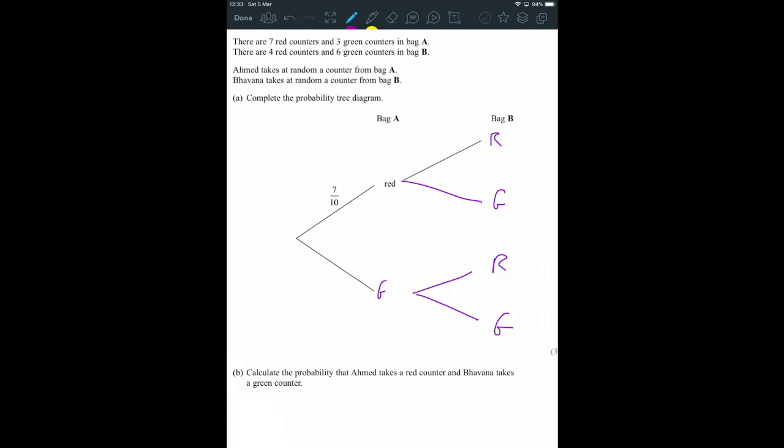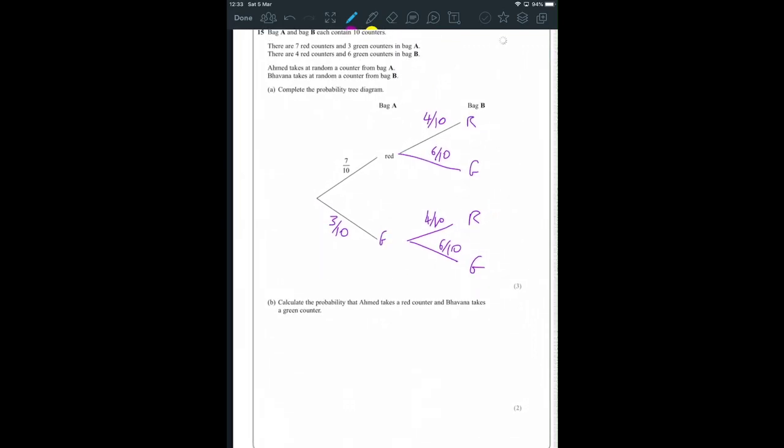There are 7 red in A, which is where the 7 over 10 came from. So there are 3 green out of 10 in A. Reading the rest of it, we did take a random counter from A, we did take a random counter from B. There wasn't any swapping of counters. So bag B will always have 4 red, 6 green in both of those situations. So I can fill in all those probabilities as well.